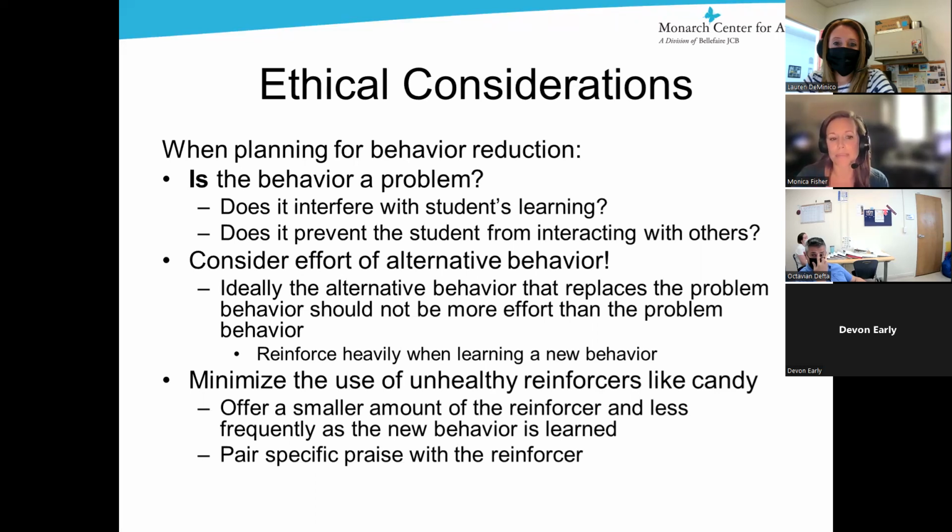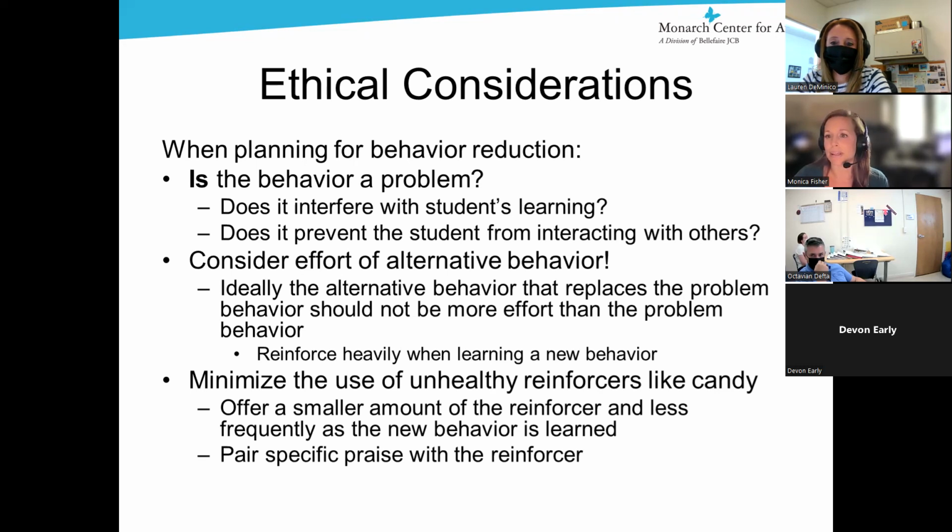And we want to think about minimizing the use of unhealthy reinforcers. In ABA, a lot of times, with our kids who lack some of the motivation, who maybe don't have the skills for a lot of different leisure activities, whose leisure repertoires are very minimal, those are things we should be thinking constantly about how to increase. But a lot of times we use food to motivate, and we really need to be careful about that.